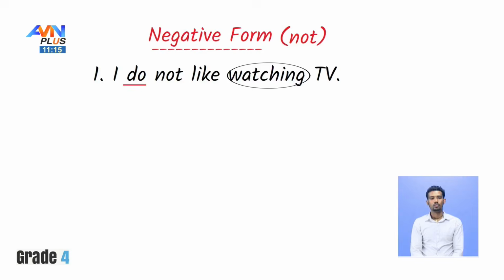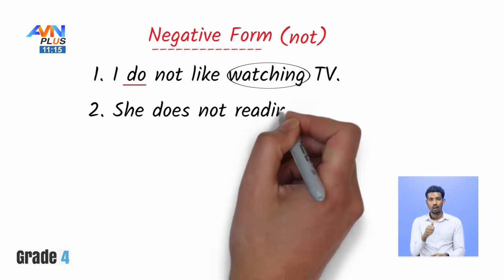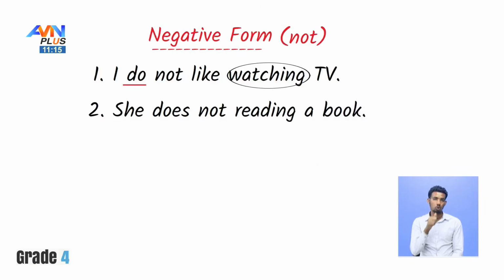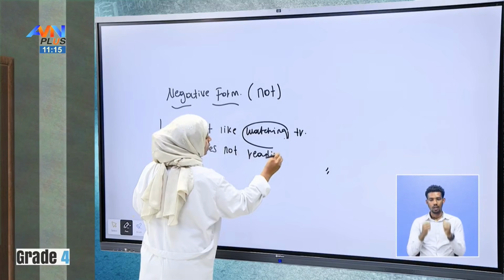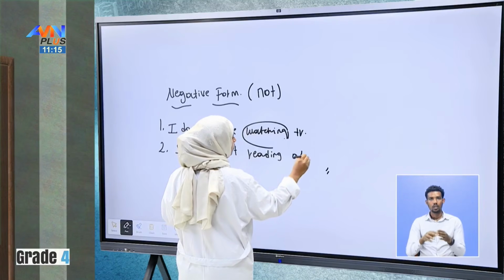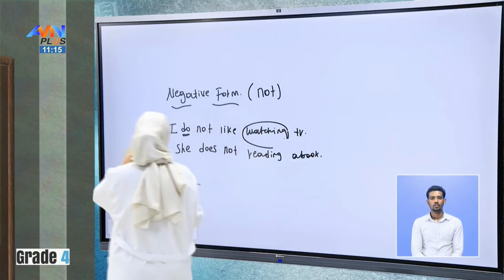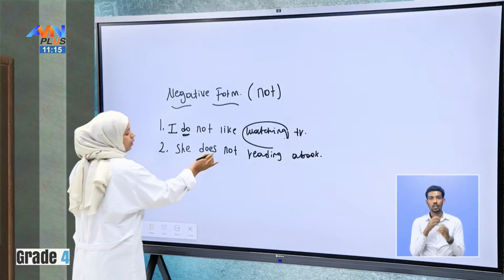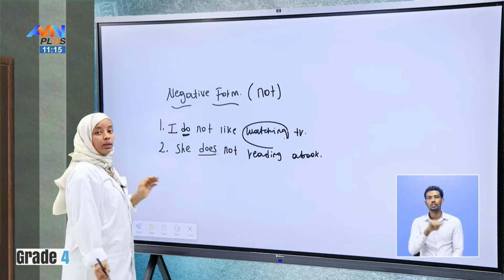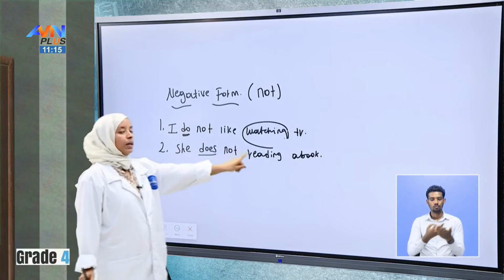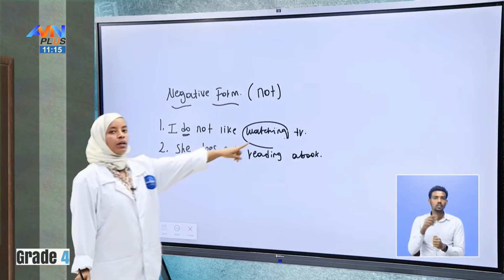Number 2. She does not reading a book. Look here, students. Does is the helping verb. Here is not as what? So it makes the negative form. Reading a book. Let us read together. She does not reading a book.